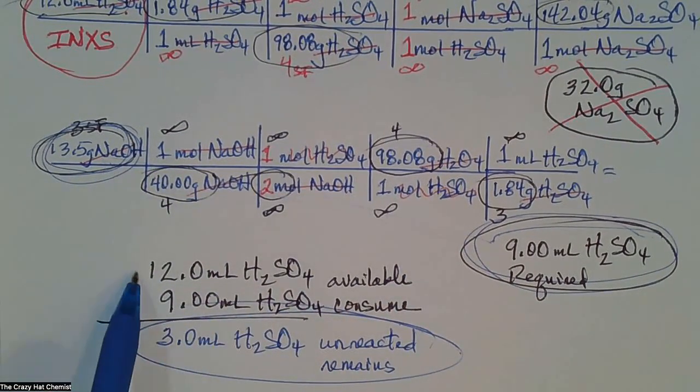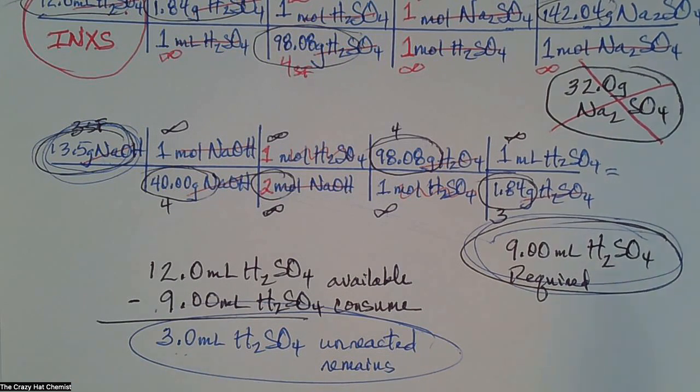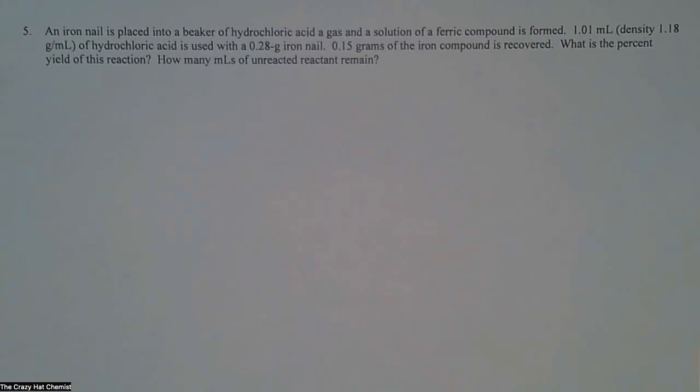But it just so happens that we had 12 milliliters available to us. We used 9, and 3.0 milliliters of sulfuric acid remains unreacted. All right, let's peel this away, and let's do our last problem on this worksheet. Holy moly. Okay, here we go. Last problem. Let's see if we can knock this out here.